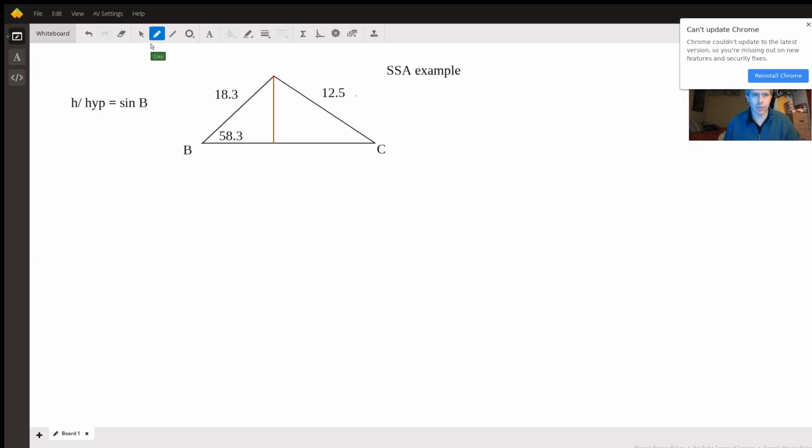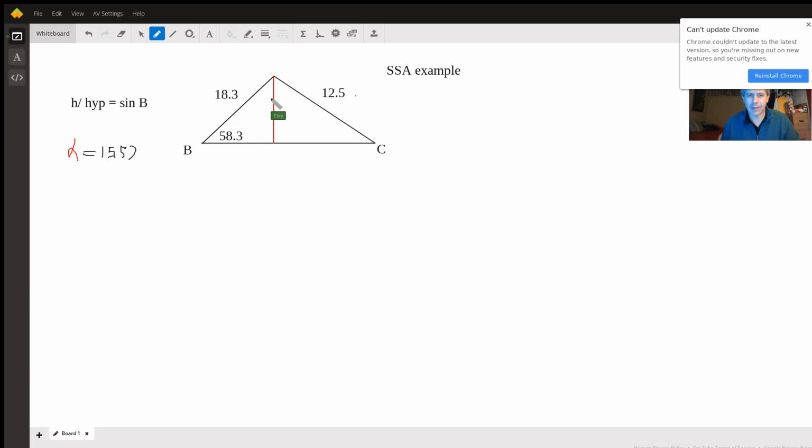Let me have a drawing tool on here. So I get h. Let me change that again to black. Okay, so h is equal to, and after the calculation, I get 15.57. Not very good writing there, but it's 15.57.